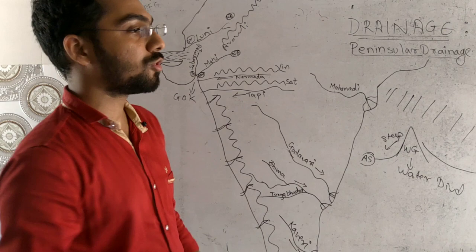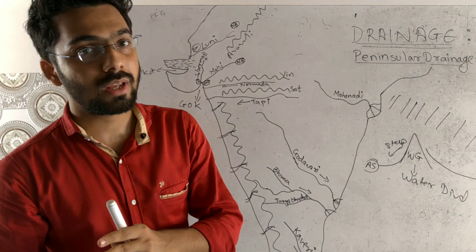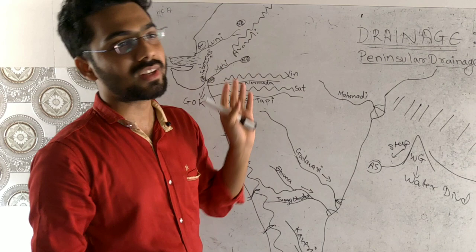The formation of short and swift rivers starts from the south of Gujarat towards Kerala: South Gujarat, Maharashtra, Goa, Karnataka, and Kerala. Short and swift rivers are available in these areas. Why? Because of the steep slope of the western side of the Western Ghat.